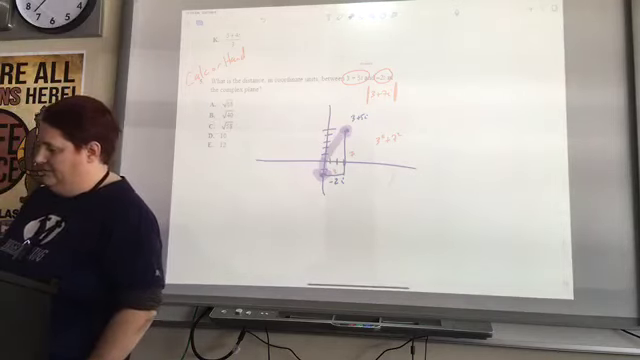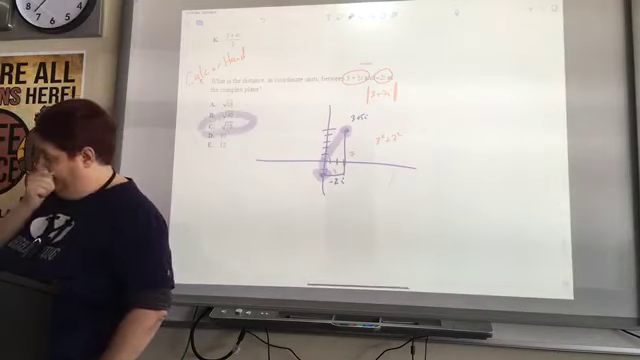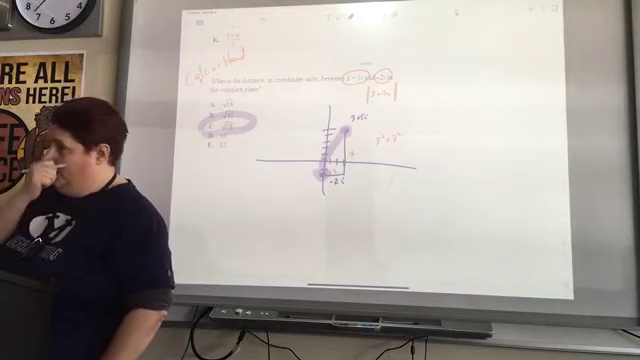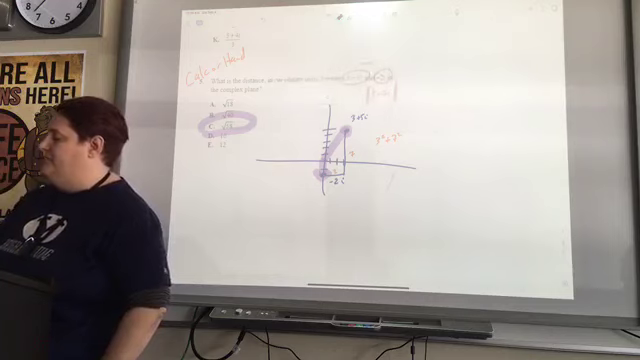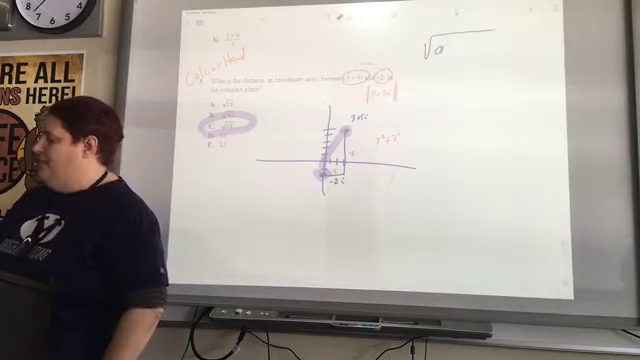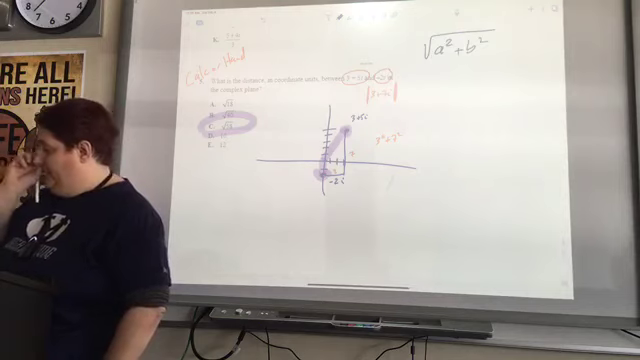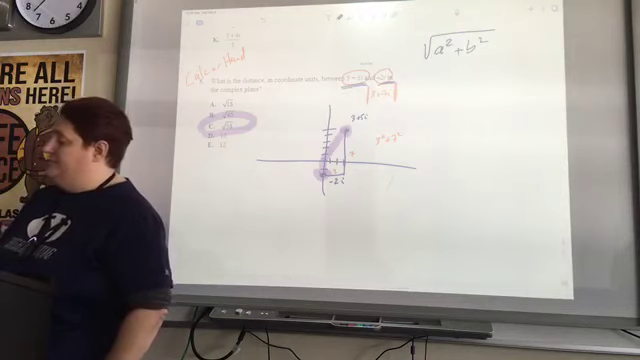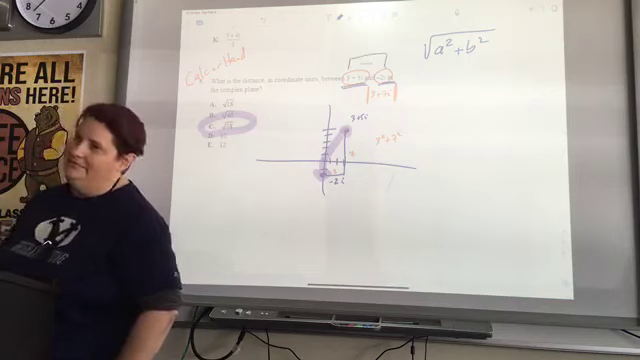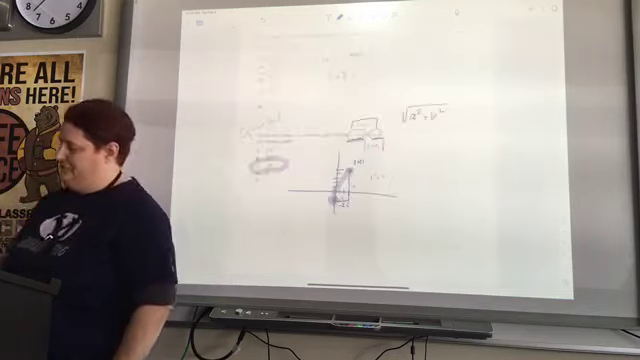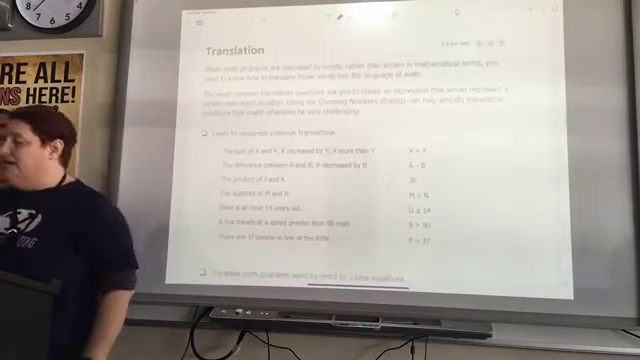Miss Mitchell, so why did you combine instead of subtract? Remember, the distance formula between any two things is the square root of a squared plus b squared. But because these are two different vectors, I had to find the space between them first. Okay. That's kind of confusing. Anyways, let's talk about translation.